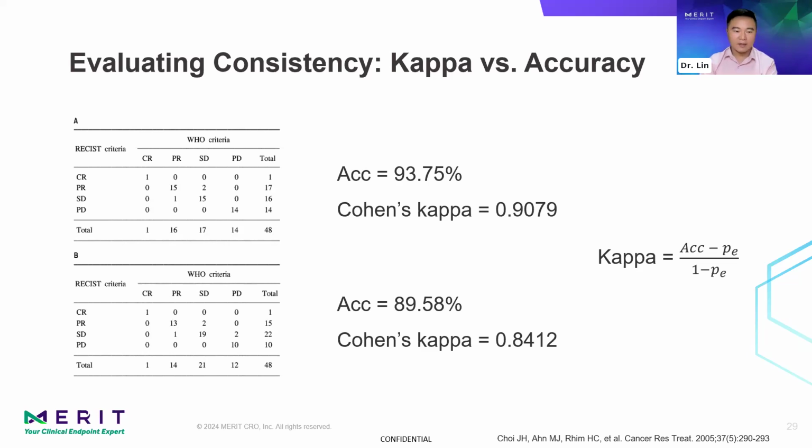In example A, the distribution of assessment categories is balanced between PR, SD, and PD. And the difference between accuracy and kappa we can see here is approximately 300th. However, in example B, where SD assessments are heavily concentrated, kappa penalizes the excessive agreement, resulting in an even lower value compared to accuracy. The difference is over 500.